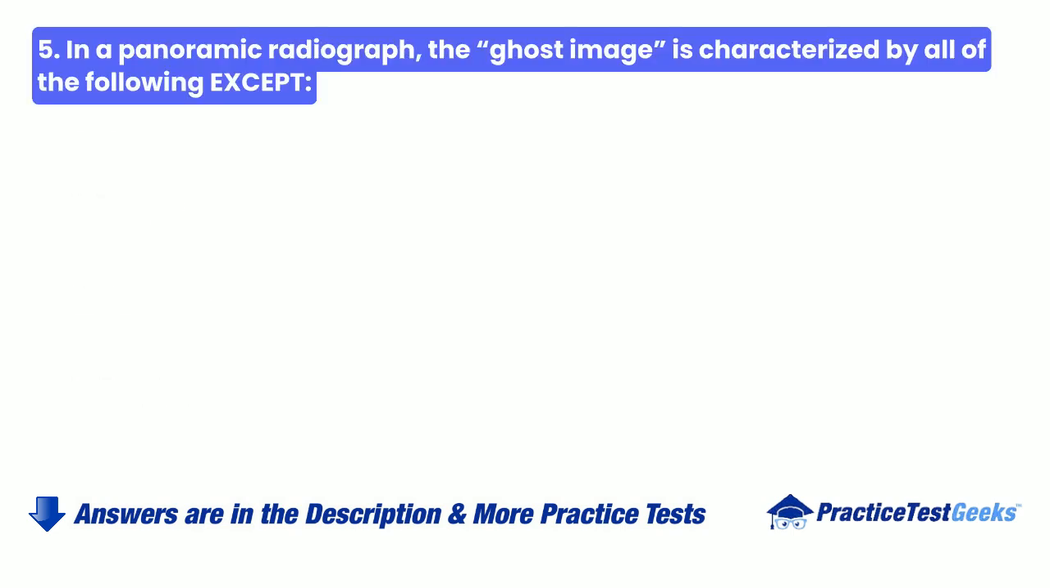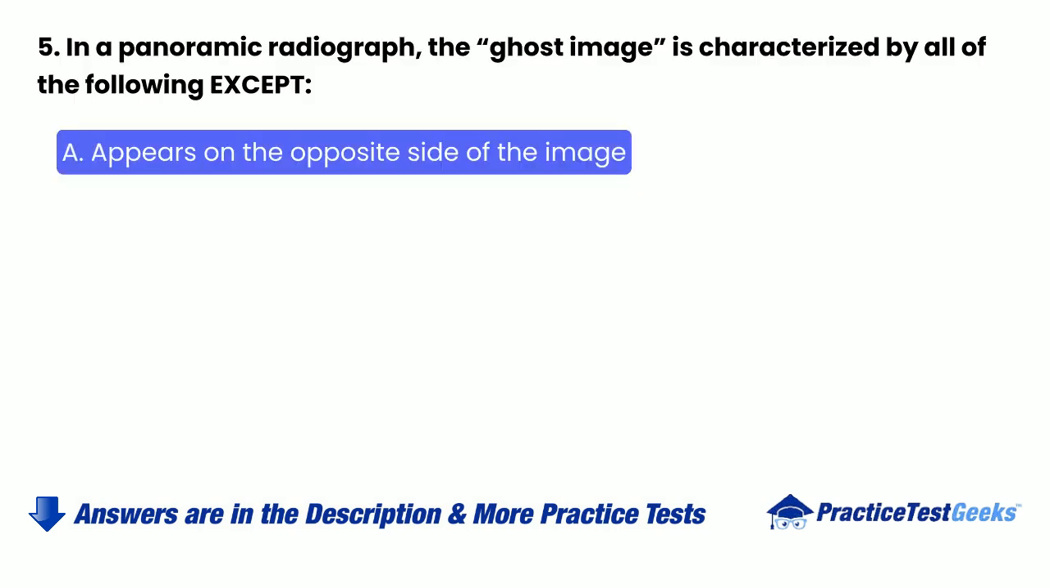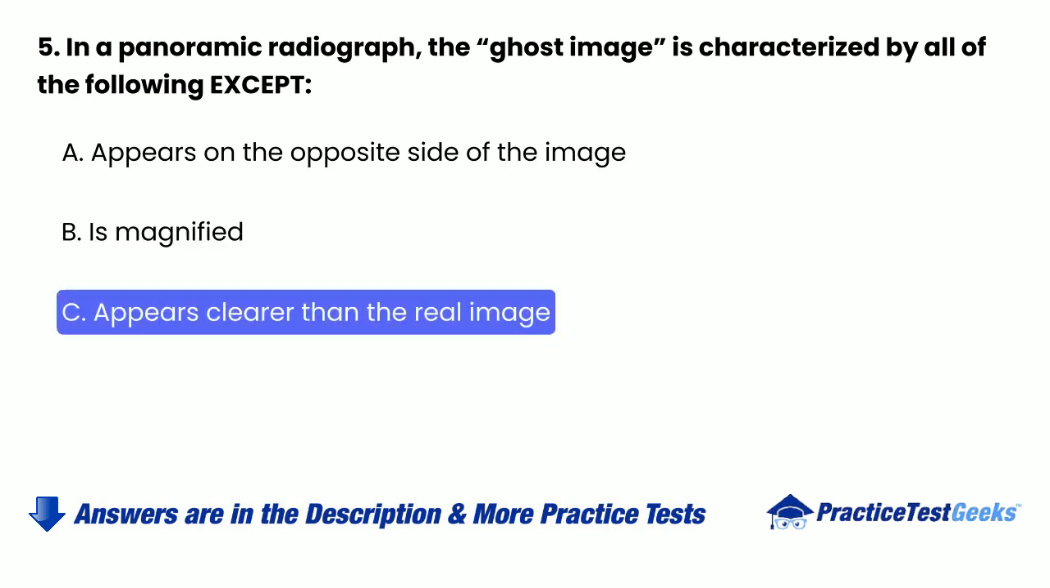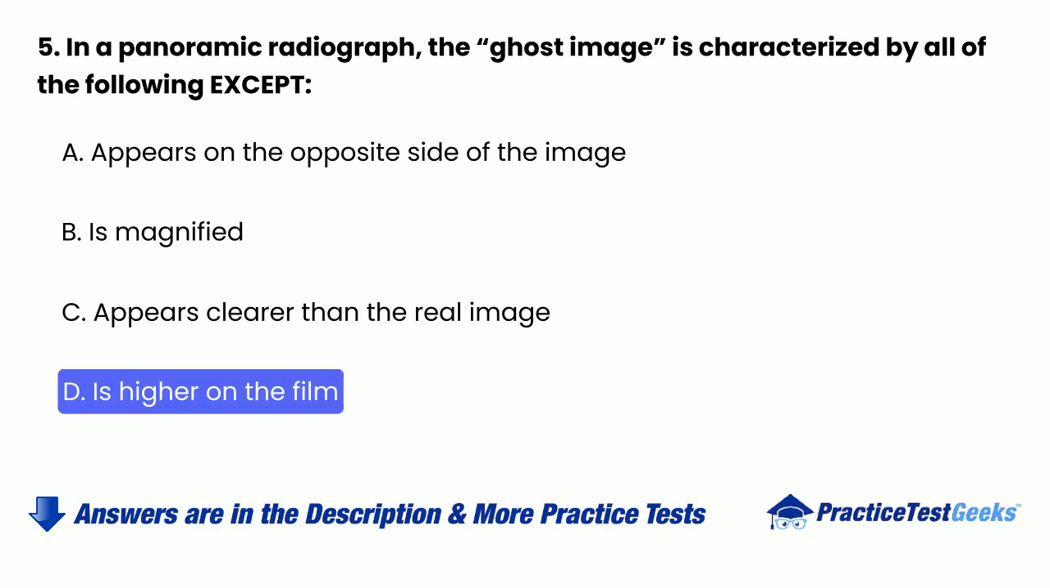5. In a panoramic radiograph, the ghost image is characterized by all of the following except: A. Appears on the opposite side of the image. B. Is magnified. C. Appears clearer than the real image. D. Is higher on the film.